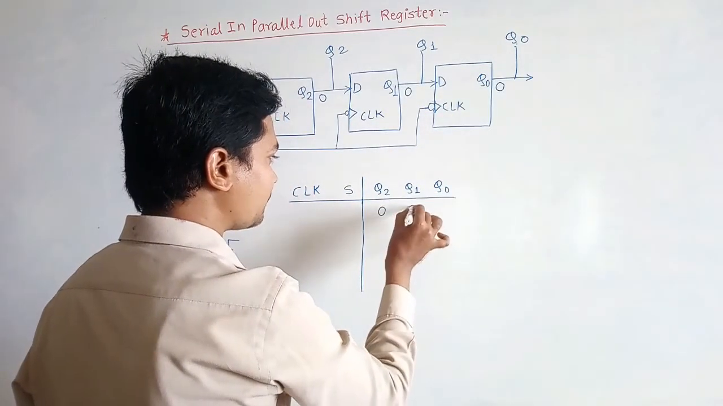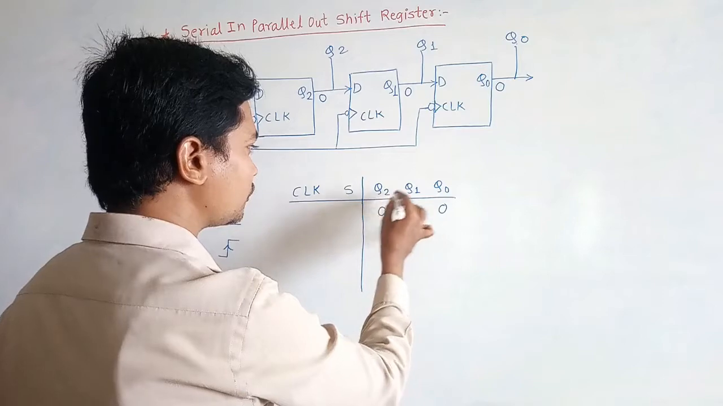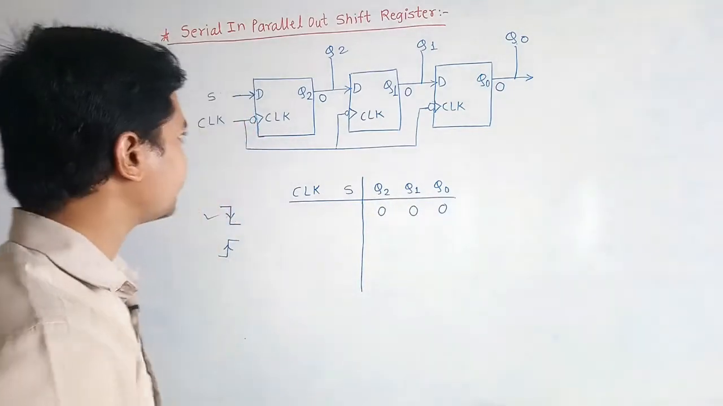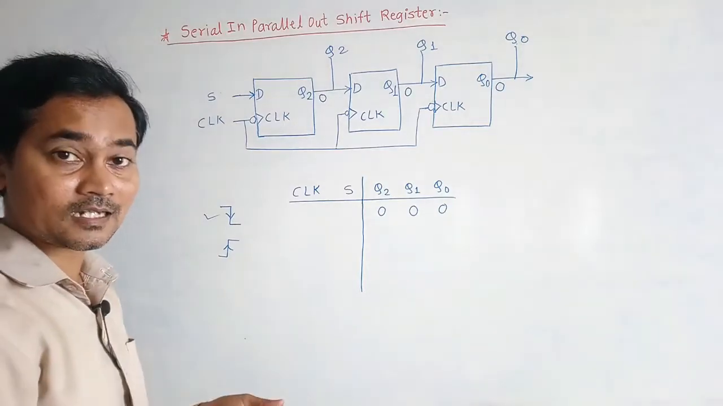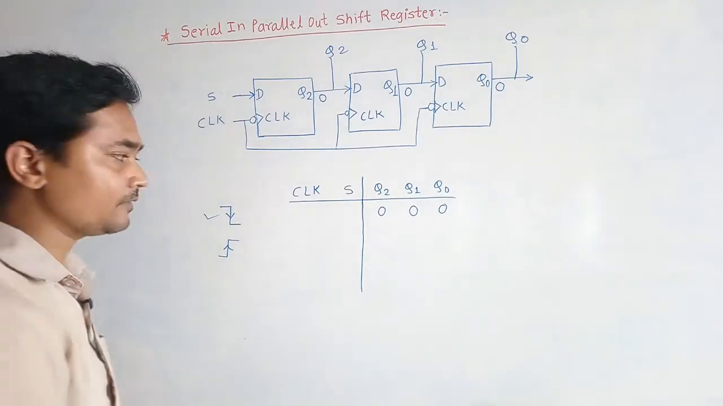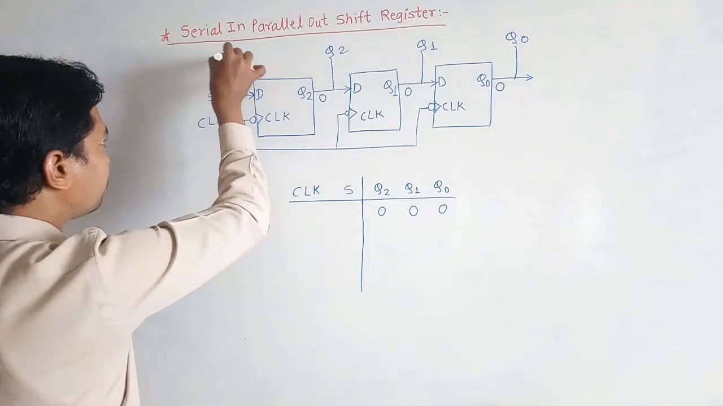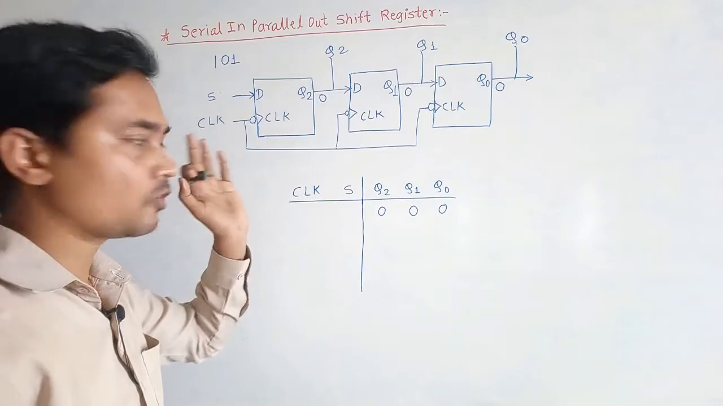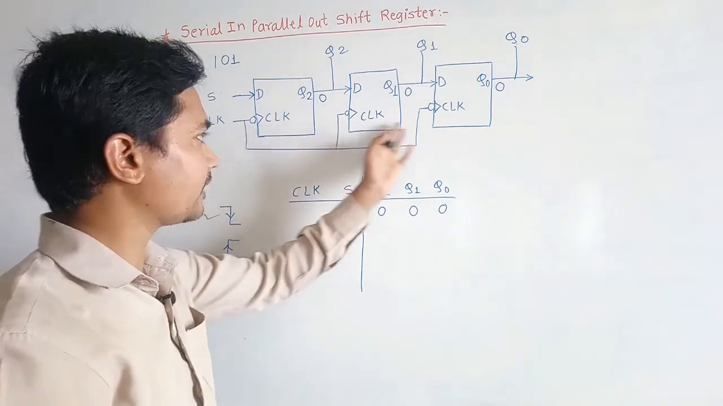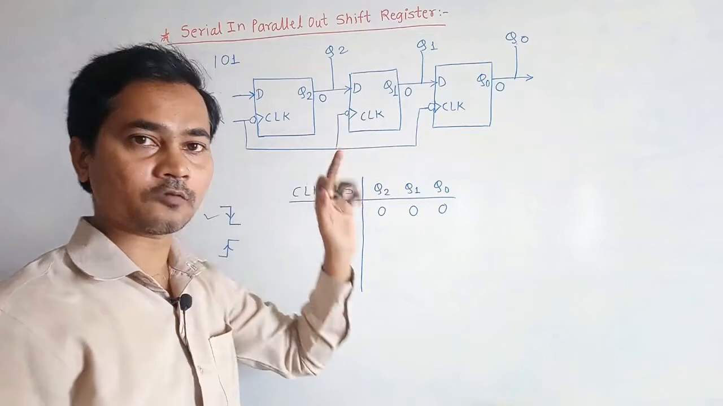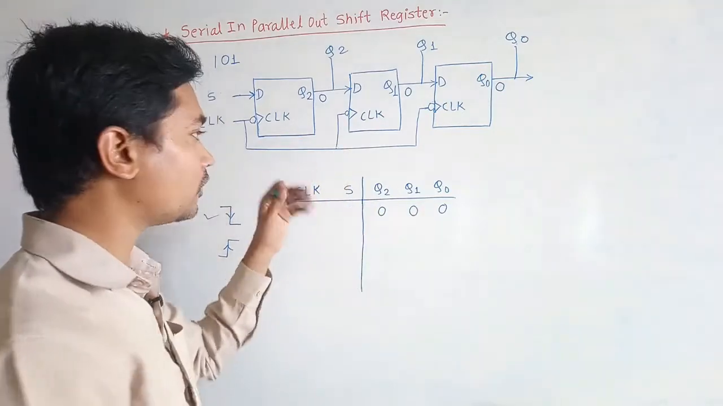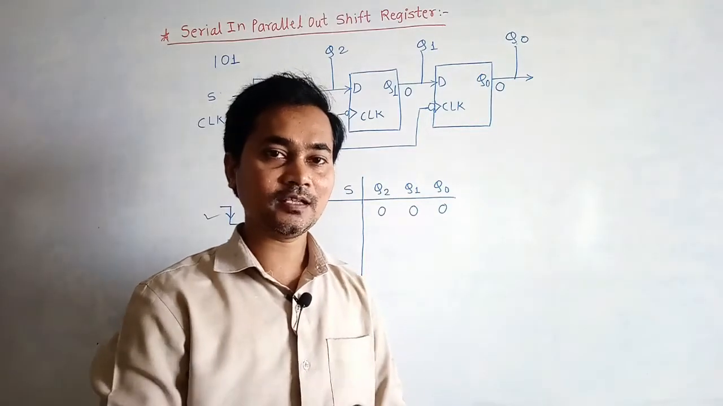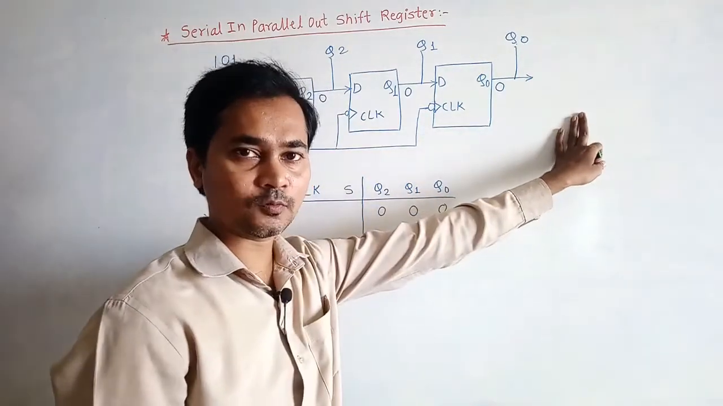When we switch on the power supply, the Q2, Q1 and Q0 will be in reset state. Now suppose we want to send the data 101 serially. Why are we taking only 3-bit data here? Because we have just taken 3 flip-flops, and one flip-flop is used for 1-bit data. If you want to send 4-bit data serially and take it out as 4-bit data, then you have to use one more flip-flop, that is a 4th flip-flop.